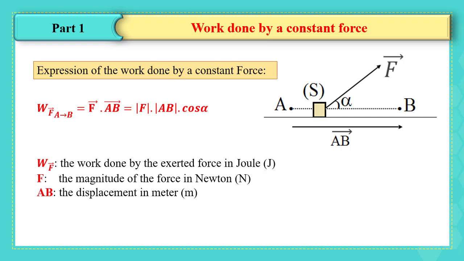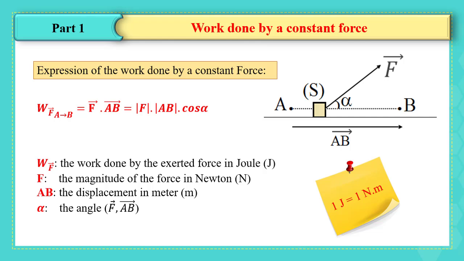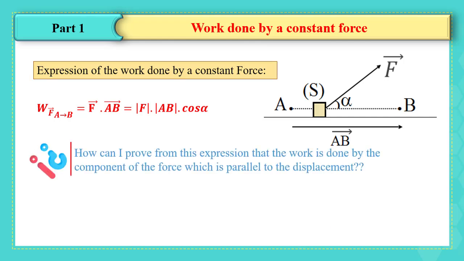AB is the displacement in meters. Alpha is the angle between the F vector and the AB vector. Note that 1 joule is 1 Newton meter. Now let's ask this question.